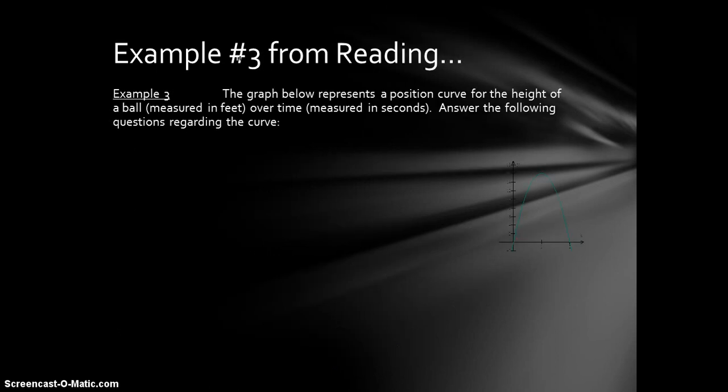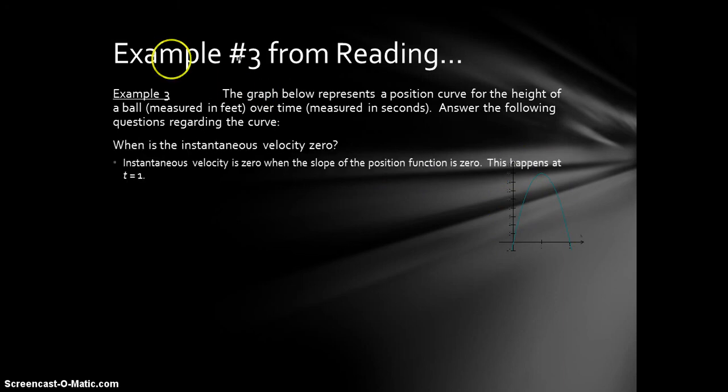Example 3 from the reading. The graph below, down here in the light blue, represents a position curve for the height of a ball over time. The height is measured in feet and the time is measured in seconds. Answer the following questions regarding the curve. When is the instantaneous velocity equal to 0?